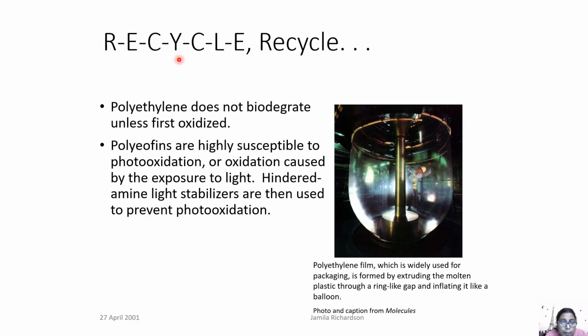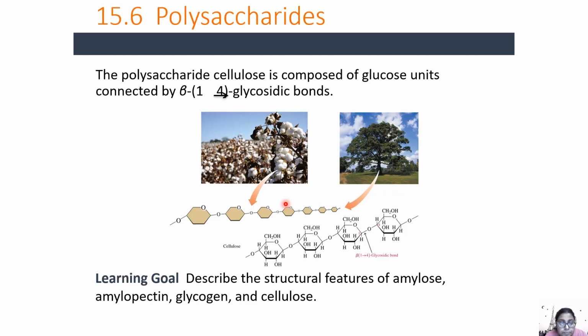Polyethylene does not biodegrade unless first oxidized. Polyolefins are highly susceptible to photooxidation, or oxidation caused by exposure to light. Hindered amine light stabilizers are then used to prevent photooxidation.